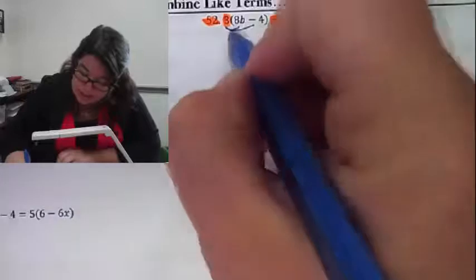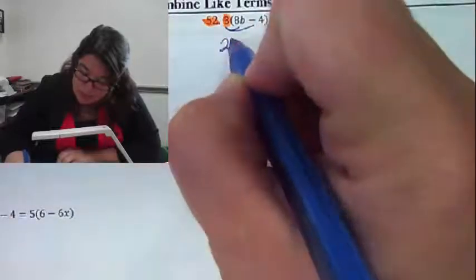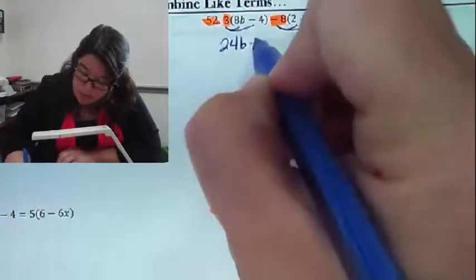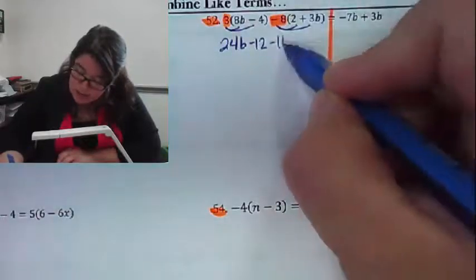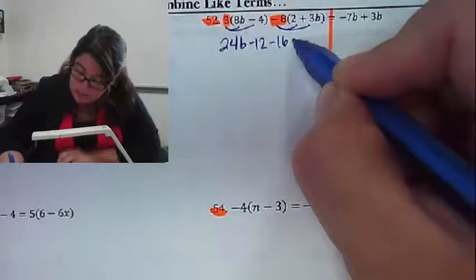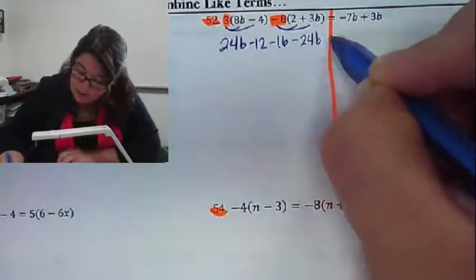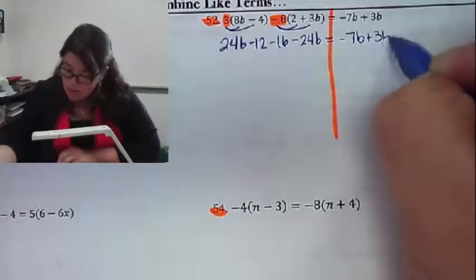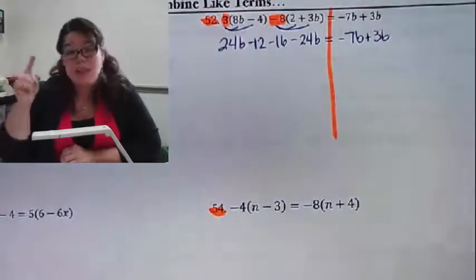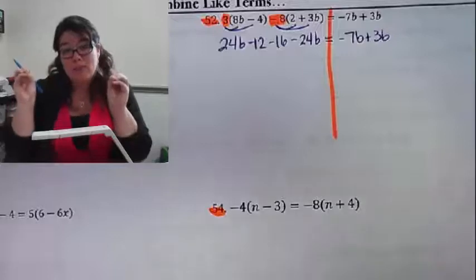3 times 8b is going to be 24b. 3 times -4 is -12. -8 times 2 is -16. -8 times +3b is -24b. And over here, I don't have any distribution, so it stays the same. Check for distribution, then you can combine like terms on the same side.